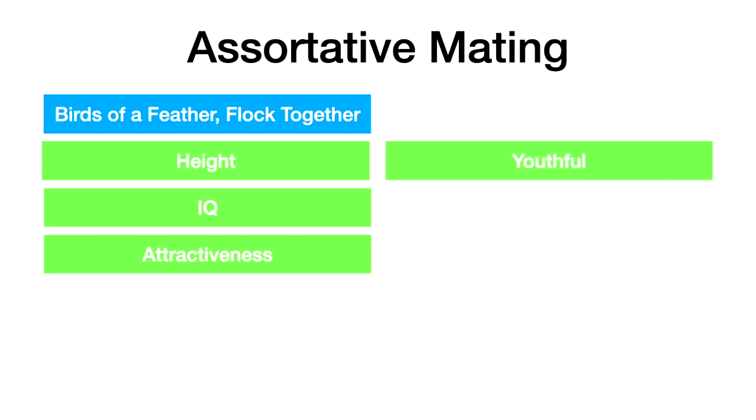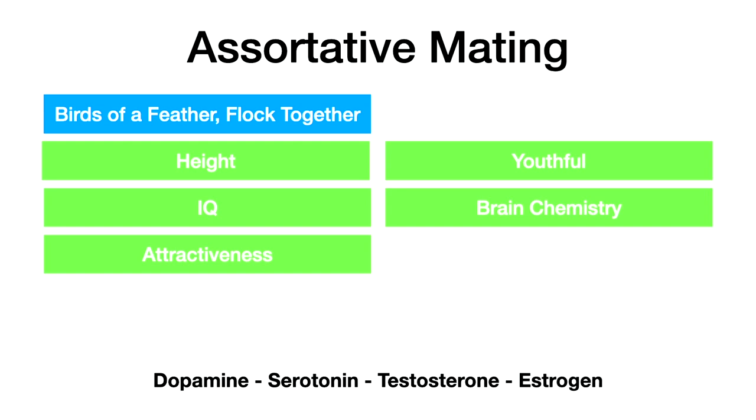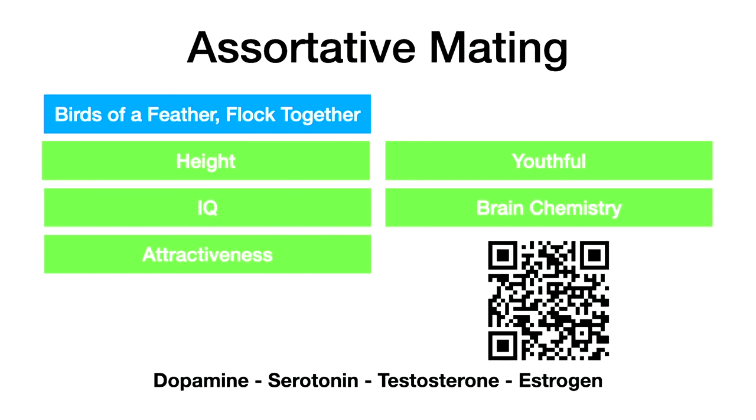We have youthful individuals as the base level of attraction, and brain chemistry. I'm including this one because I found an online test that characterizes personality using terms from brain chemistry and the effect of these chemicals on our brains. So dopamine, serotonin, testosterone, and estrogen. It characterizes four types of individuals, and it uses this to match individuals on their personality. That particular test is available on this QR code, but it's also in the chapter notes.